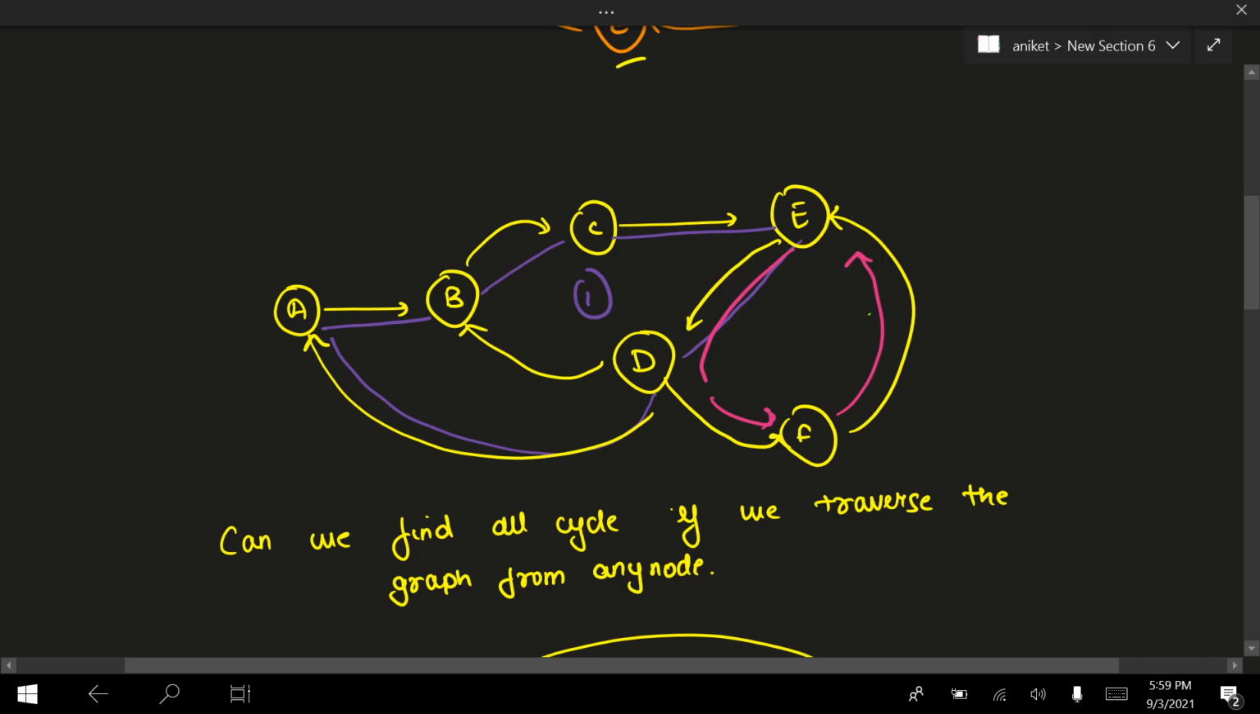The pink cycle has D, E, and F, and the purple cycle has A, B, C, E, D. So this is a cycle over here. And it's always a good habit to write A twice, so that people can understand that there is a cycle. So D, E, F, and back we are to D. This is cycle number one, and we have cycle number two.